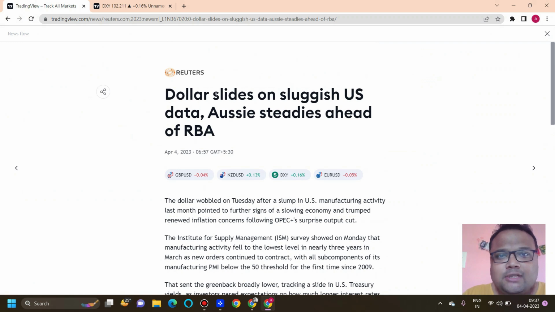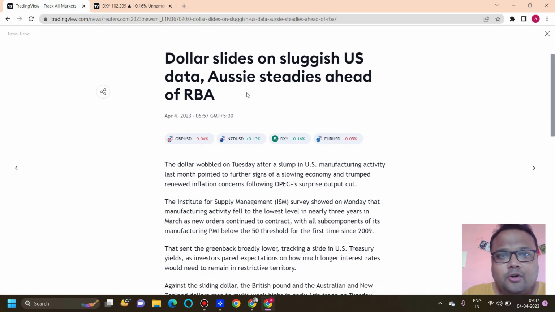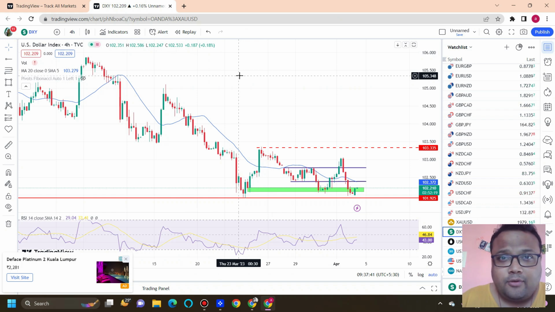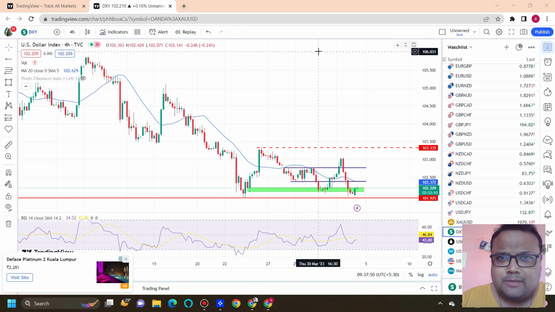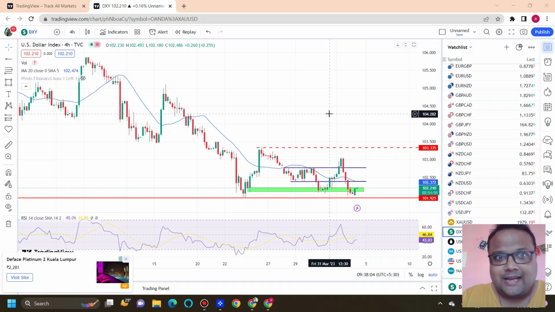You can see here, dollar slides on sluggish US data, Aussie steady ahead of RBA, and moreover there is a possibility that ECB will be going for a rate hike of 150 basis points for the medium term. So overall, things are not very easy to understand right now.